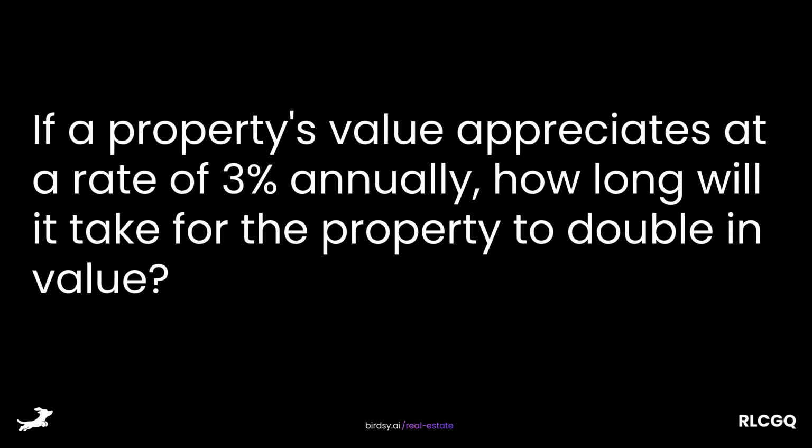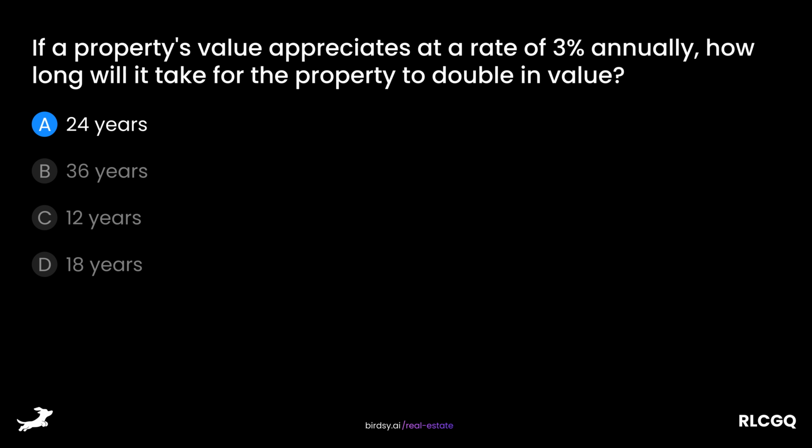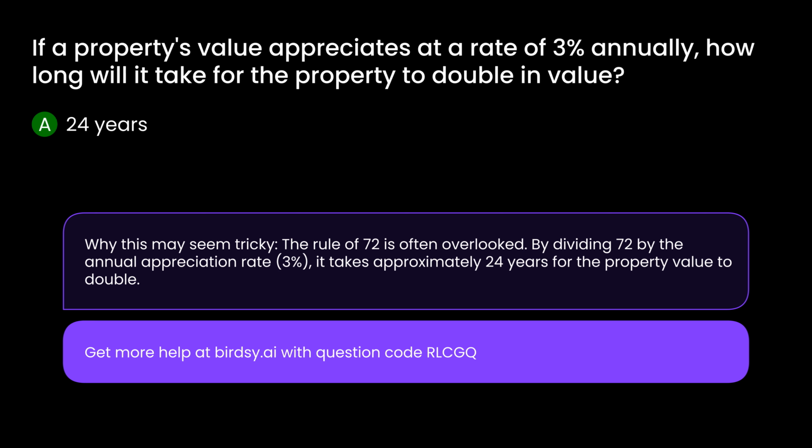If a property's value appreciates at a rate of 3% annually, how long will it take for the property to double in value? Is it A, 24 years, B, 36 years, C, 12 years, or D, 18 years? The answer is A, 24 years. Why this may seem tricky: the rule of 72 is often overlooked. By dividing 72 by the annual appreciation rate, 3%, it takes approximately 24 years for the property value to double.